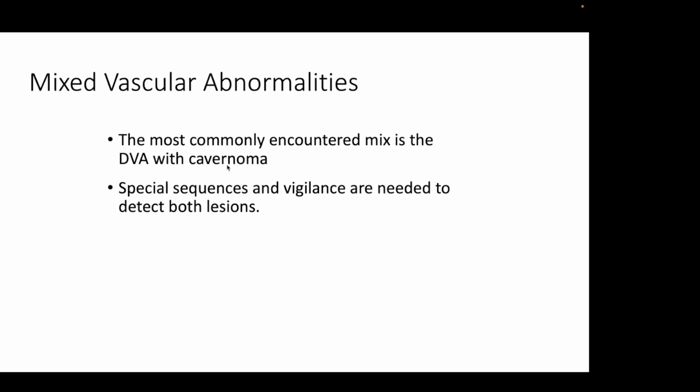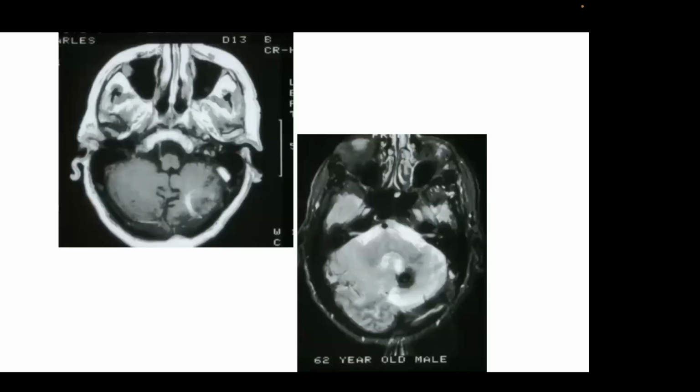But you need to be looking for these, and oftentimes special sequences are needed to detect both lesions. The best way, of course, to detect the hemosiderin is with SWI imaging. The best way to detect the DVA is to use a very thin section post-contrast T1 3D technique because you need to look at thin sections.